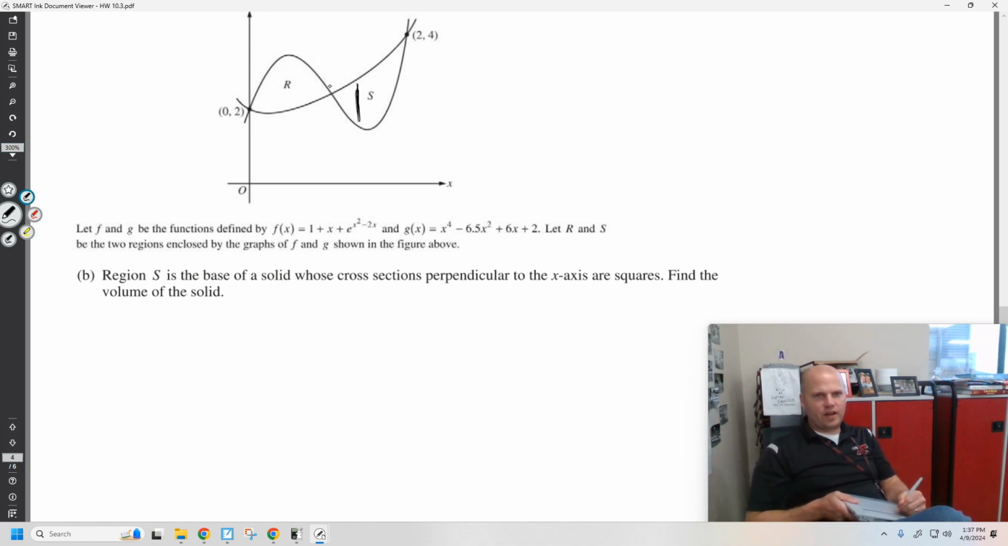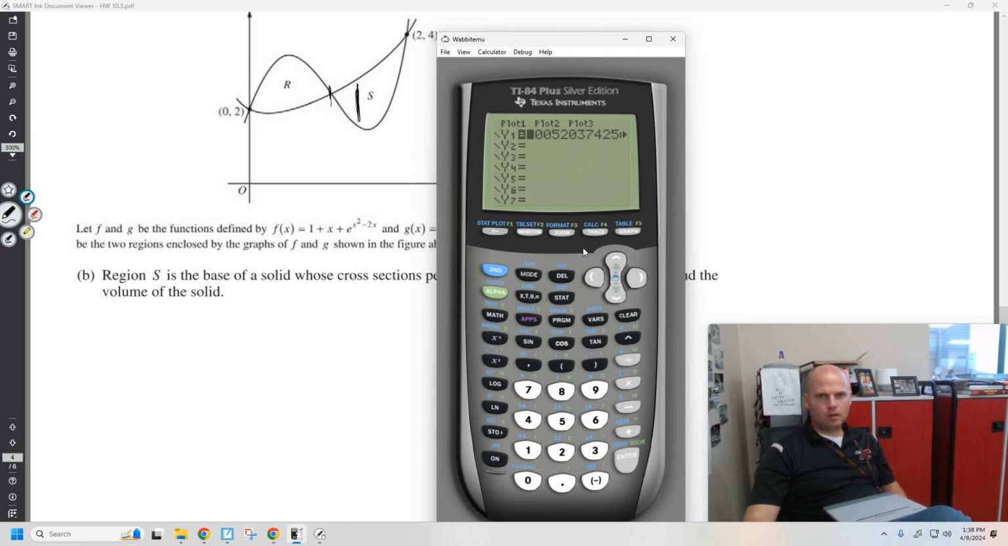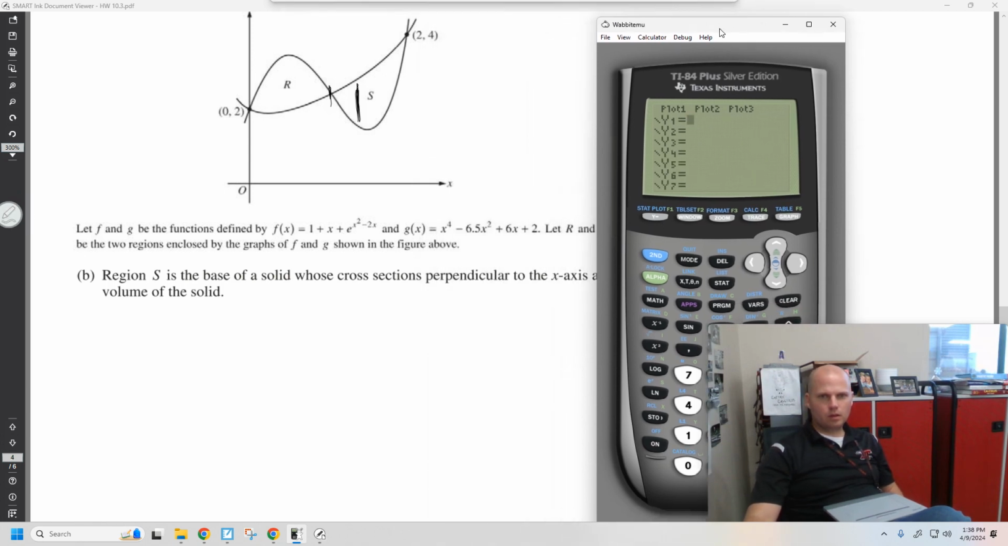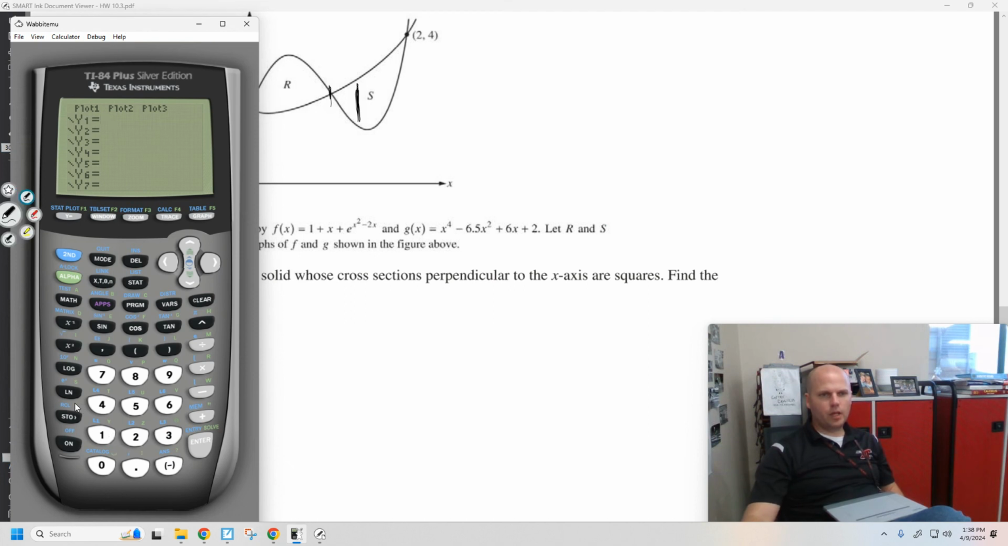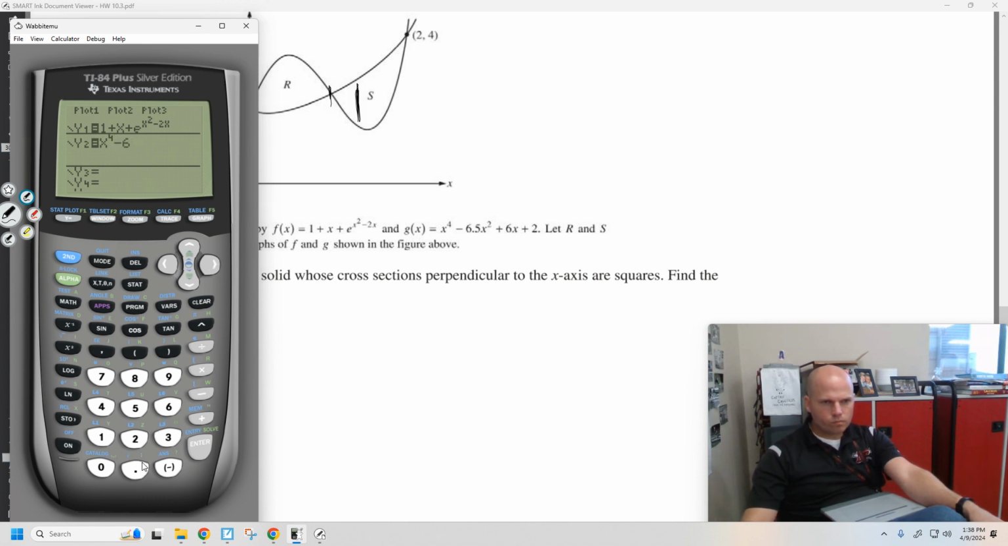All right, we need to find this intersection, unfortunately. They don't tell you where it is. This is a good question, though. We didn't have any other questions where you're involved to find intersections, so it's good.